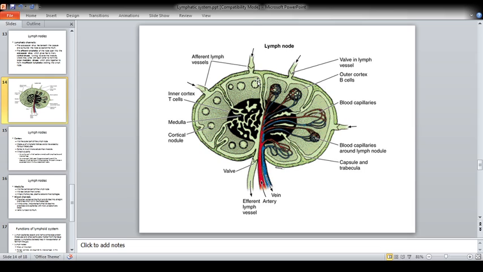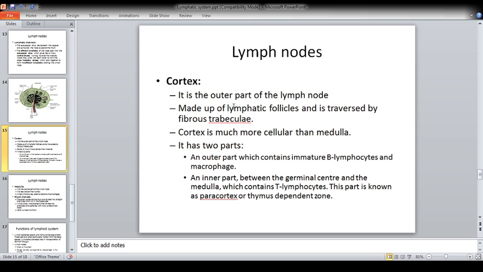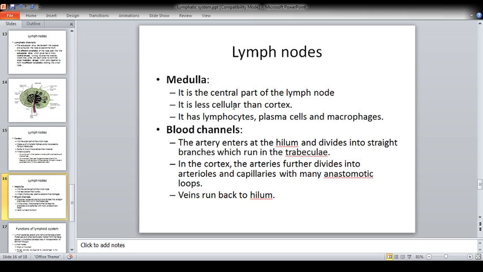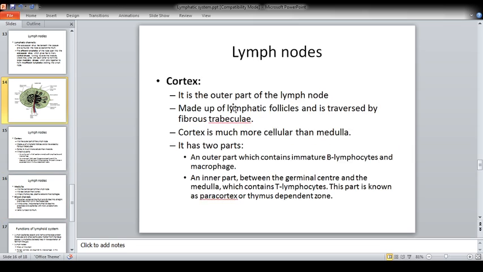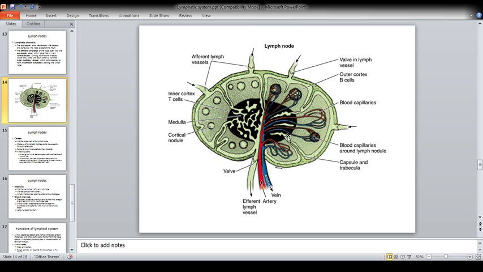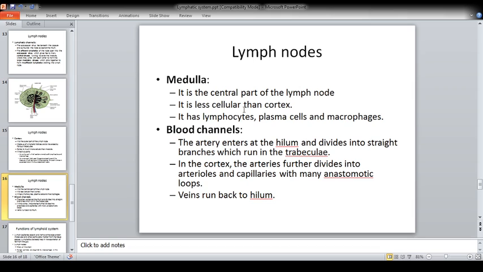So by now I think you get the concept. This is the outer part, this is the inner part. B lymphocytes here and T lymphocytes here. Now let's look at the medulla, that is this inner blackish part of the lymph node. Medulla is the central part of the lymph node and it is less cellular than the cortex. This medulla has lymphocytes, plasma cells, and macrophages.